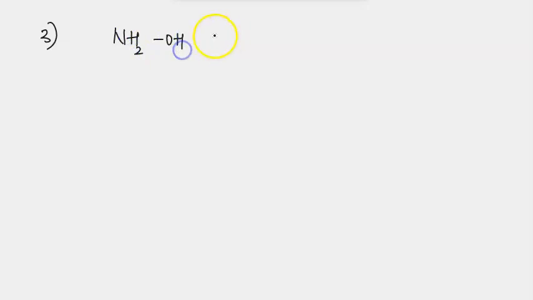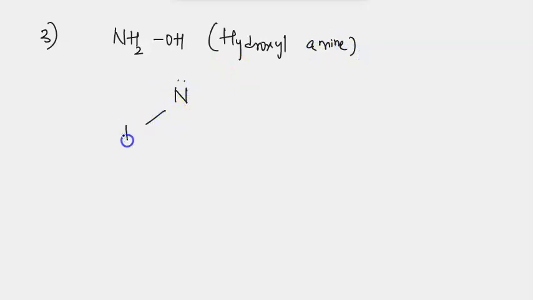So the third compound is NH2OH, which is hydroxylamine. Hydroxylamine is the name of the compound. So here nitrogen is still the central atom. Two bonded atoms are hydrogens and the other bonded group is OH. But here O is directly connected to nitrogen. So the first two are the same bonded atoms as in the other two compounds, but we need to look at the oxygen here. Nitrogen is directly connected to oxygen.